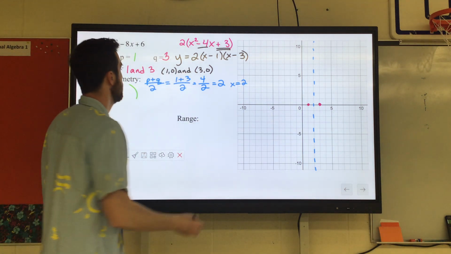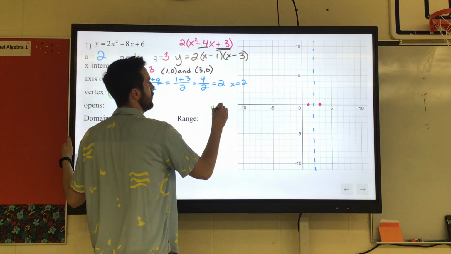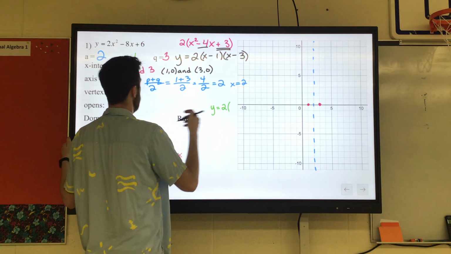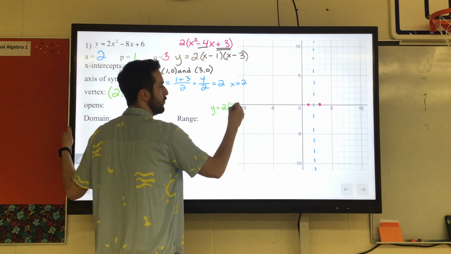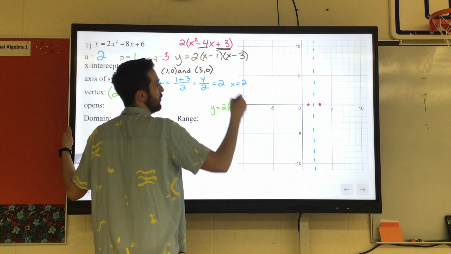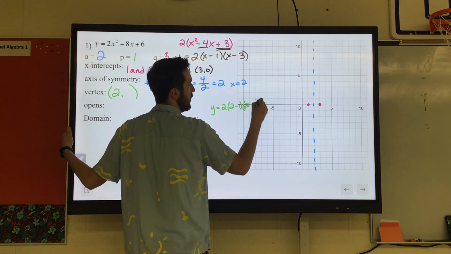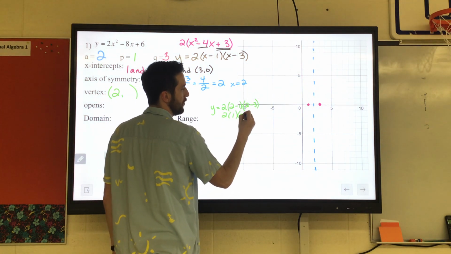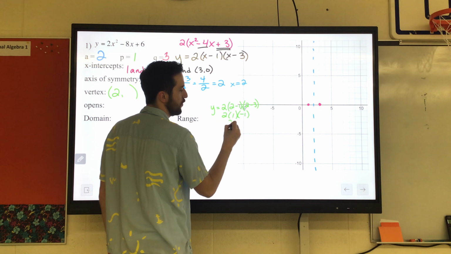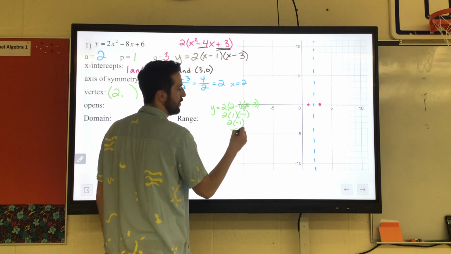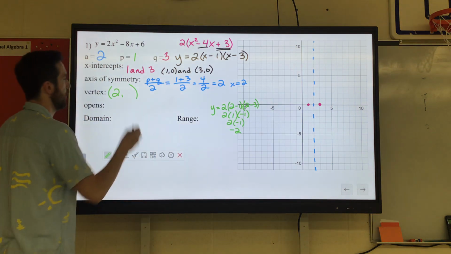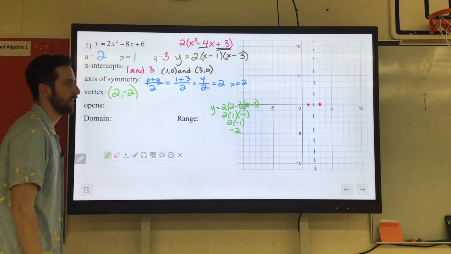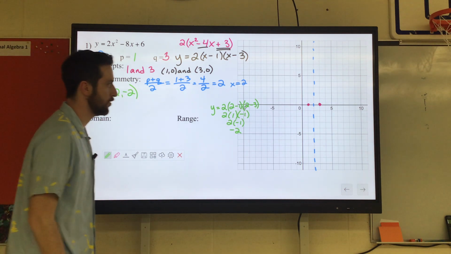So the equation says y equals 2 times x minus 1. X is 2, 2 minus 1, times x minus 3, 2 minus 3. 2 minus 1 is 1. 2 minus 3 is negative 1. 2 times 1 is 2. Times negative 1 is negative 2. So y of the vertex is negative 2. Let's go ahead and plot that. 2, negative 2.